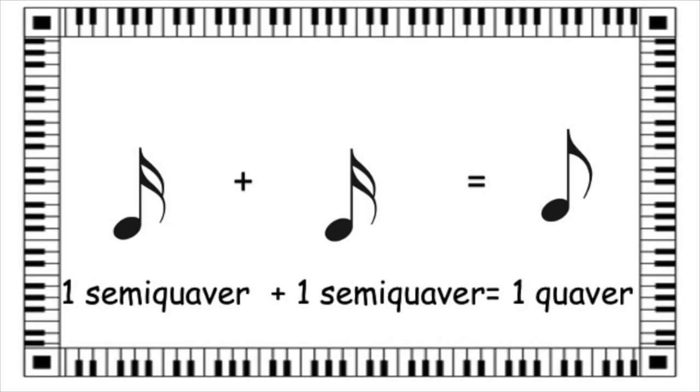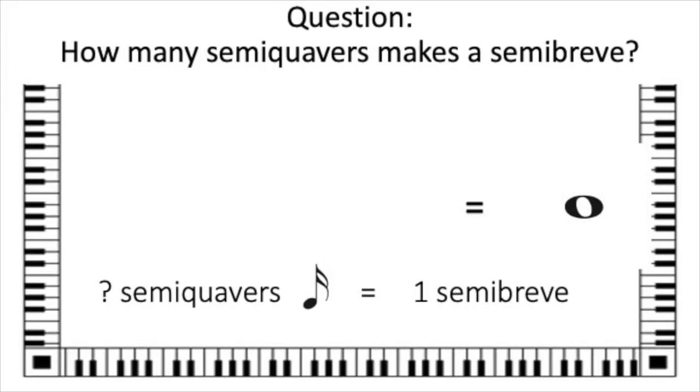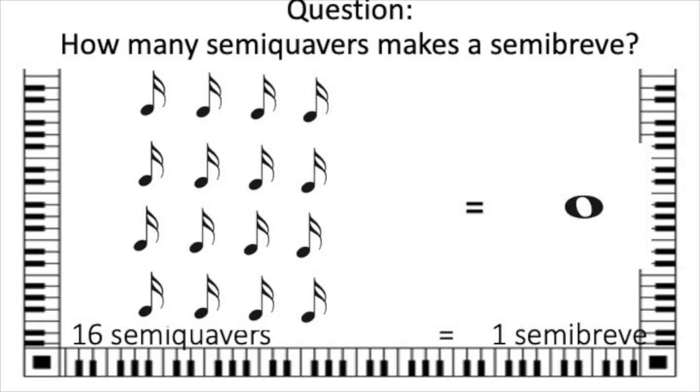Next, let's learn about the semiquavers. 1 semiquaver and another semiquaver gives you 1 quaver. So question, how many semiquavers make a semibreve? The answer is 16. 16 semiquavers make 1 semibreve.